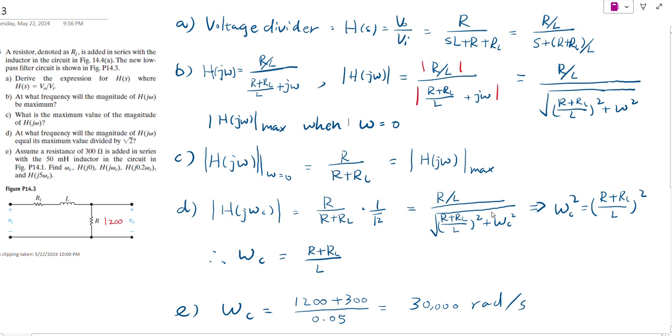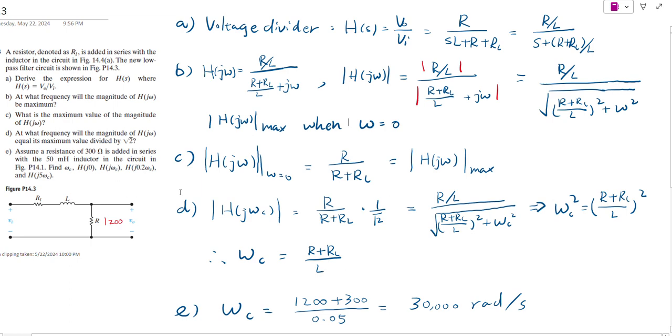That is the new magnitude for that particular frequency. The general expression is this. We just replace omega with omega c. And we know the value is this one. So there is only one unknown, which is omega c. We can multiply both sides to find the result. So omega c is actually equal to R plus RL over L.